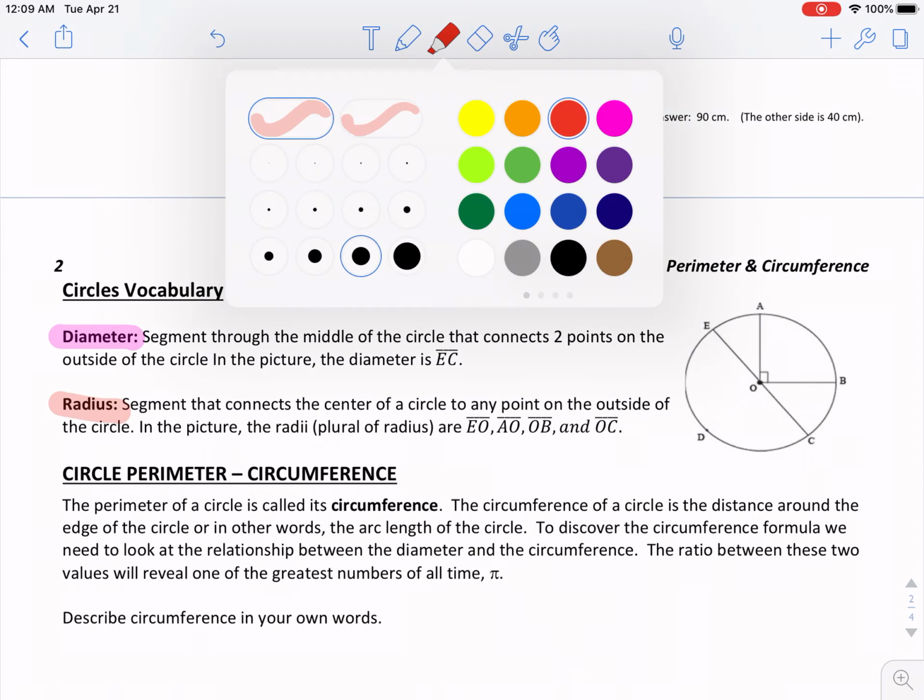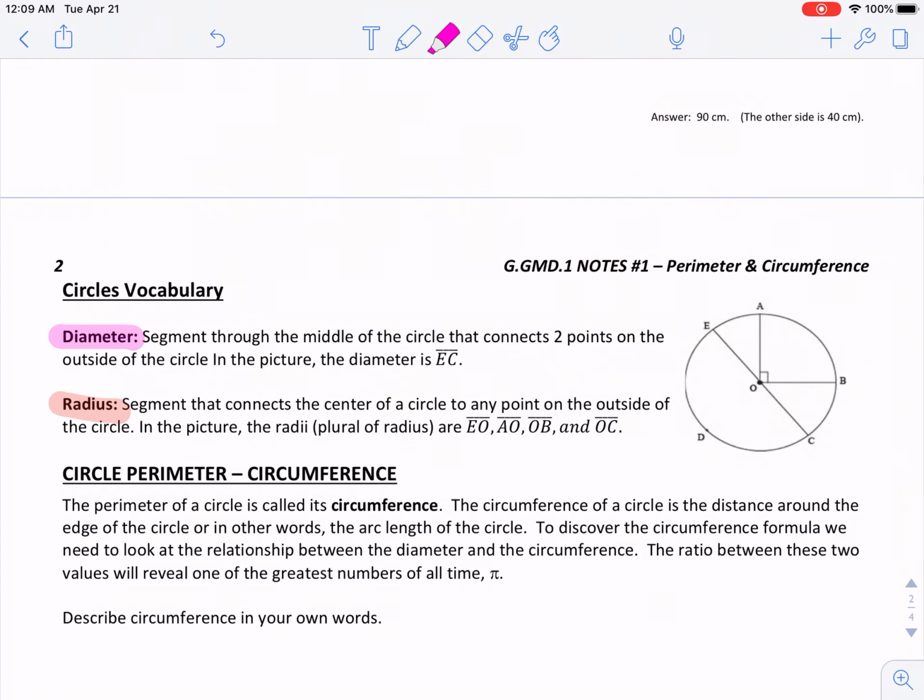All right, diameter is any line that goes from one side of the circle to the other side of the circle through the middle. All right, the radius is a line segment of the circle that goes from the center to the outside. You could also draw it from O to C, but I don't want to cover up the other one. So just notice I could also put a line going from O to C the other way there too.